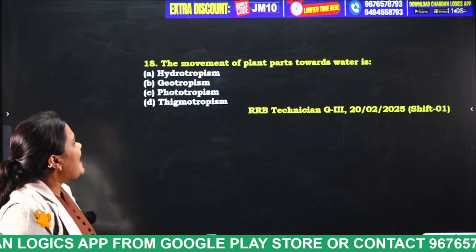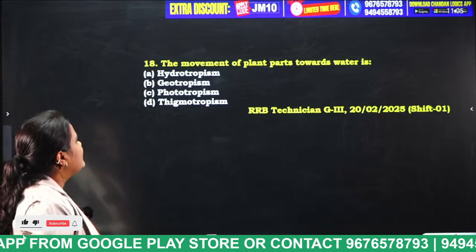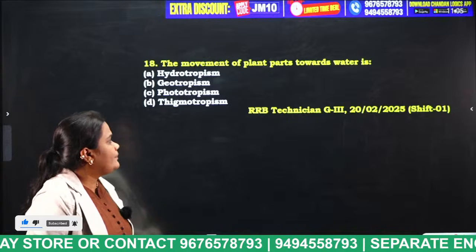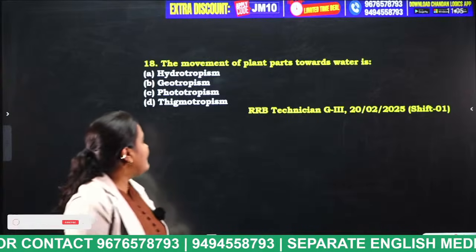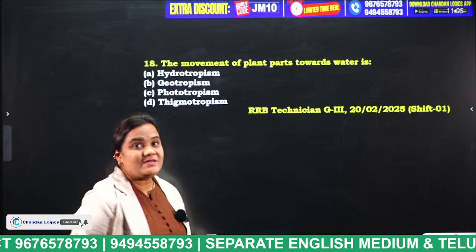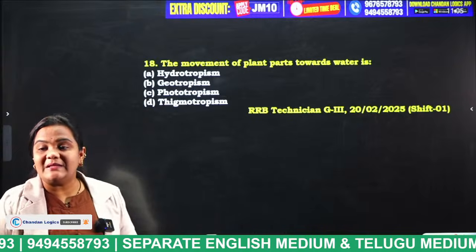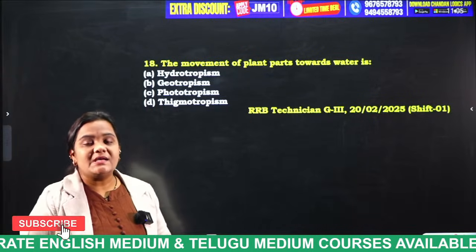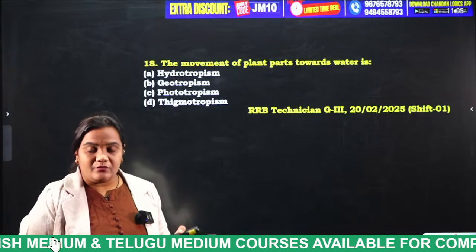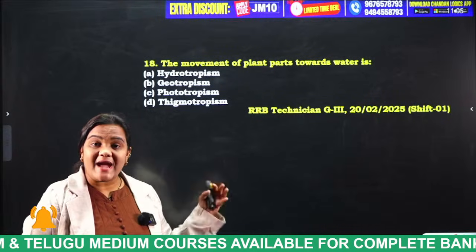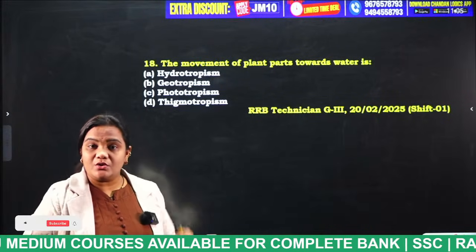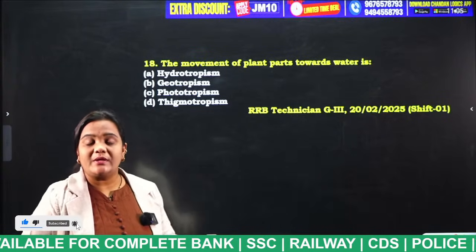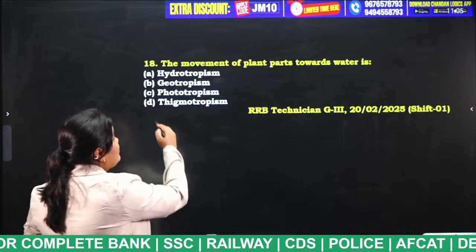The movement of plant parts towards water is: hydrotropism, geotropism, phototropism, or thigmotropism. Here we have a new word, thigmotropism. We have already dealt with hydrotropism, where plants react to water. Phototropism is when plants react to light. Chemotropism is when plants react to chemicals. Then what do you mean by thigmotropism?